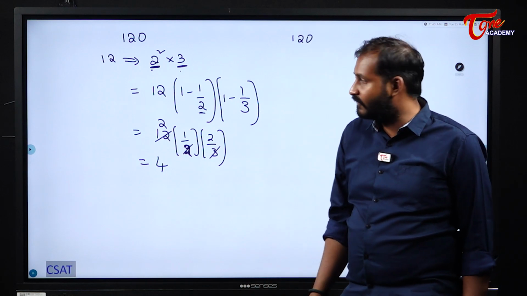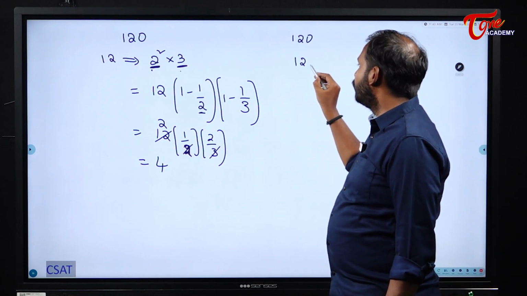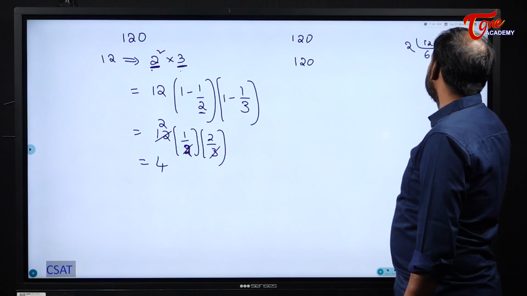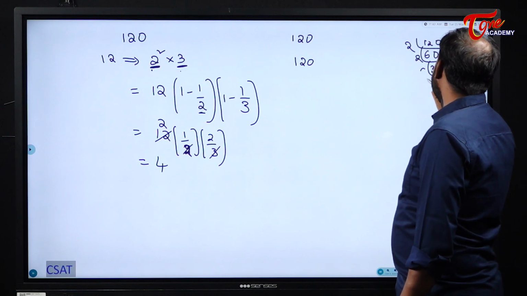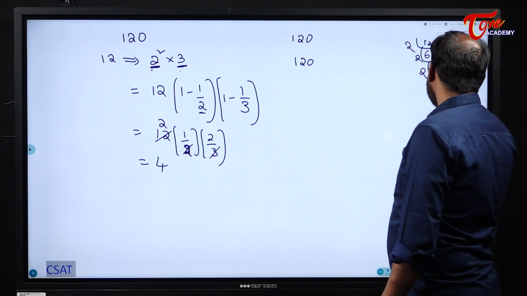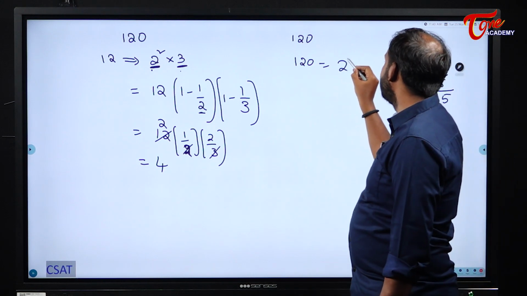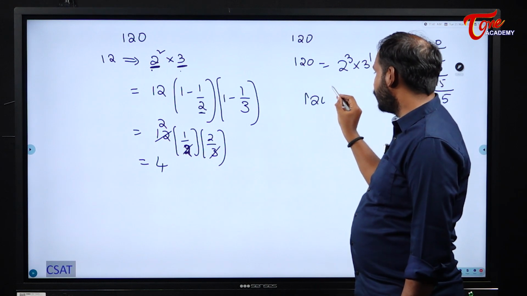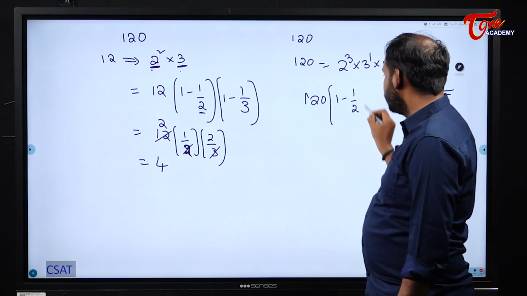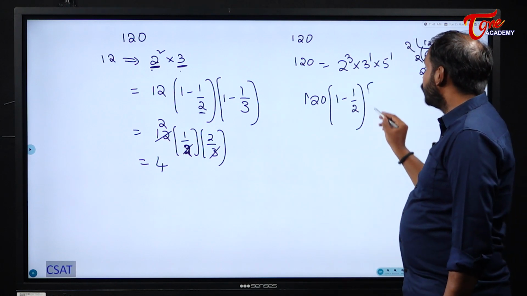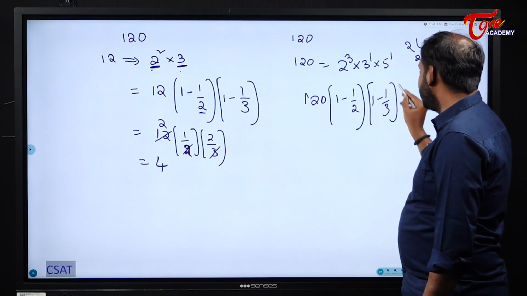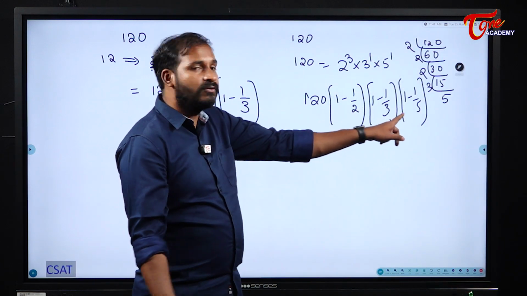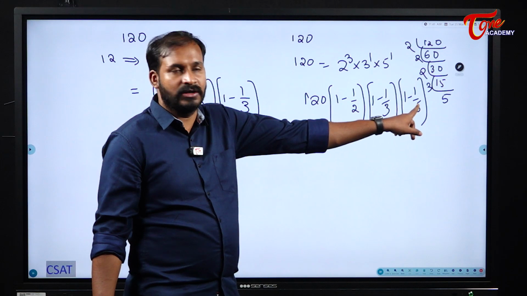How will we find the Euler number of 120? See here students, what can I write? 120. Do the prime factorization for 120. What will you get? 2 60s are, 2 30s are, 2 15s are, 3 5s are. So 120 I can write as 2 cube into 3 to the power of 1 into 5 to the power of 1. So the Euler number of 120 will become 120 into 1 minus 1 by 2, into 1 minus 1 by 3, into 1 minus 1 by 5. Why? Because we also have 5 here.